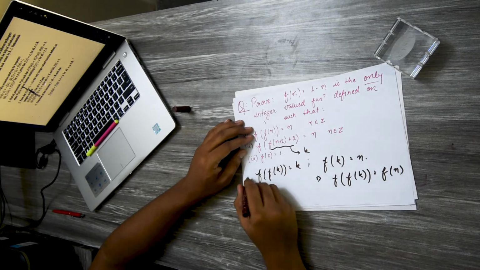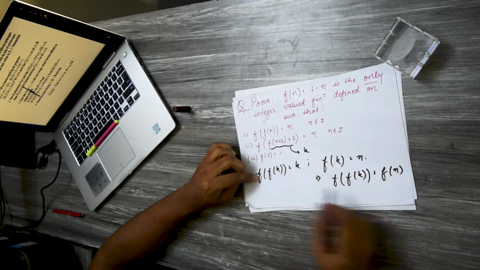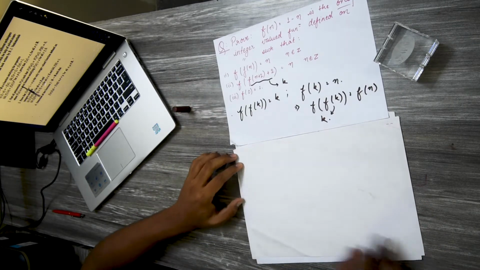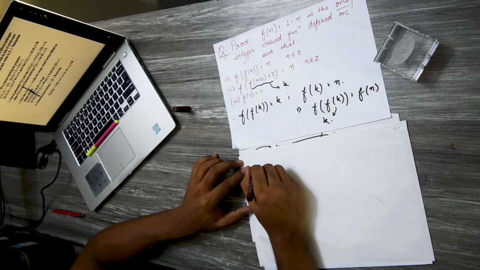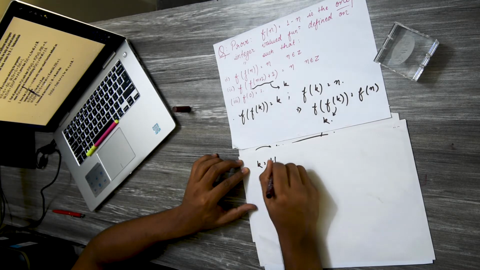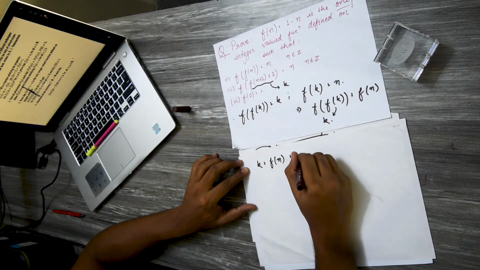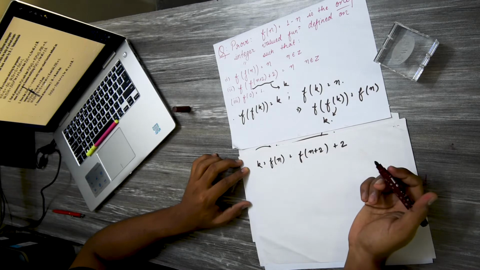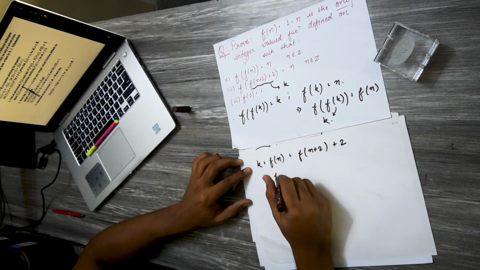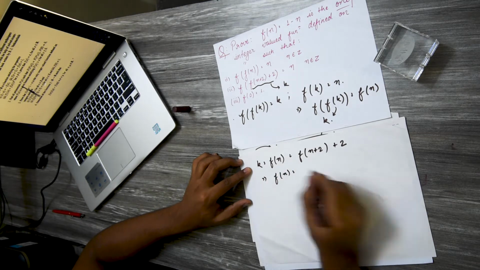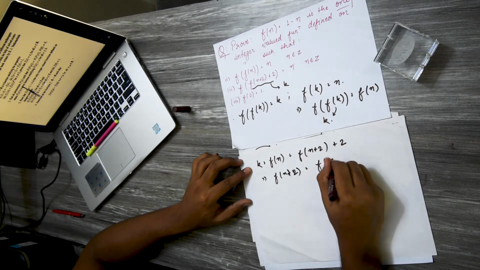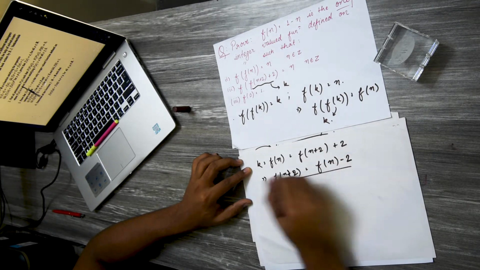Now what did we just write here? With this equation we can easily replace this with k. So what this becomes now is k is equal to f(n), which is equal to f(n+2), which is what we assumed earlier. So finally it becomes f(n) is equal to f(n+2), which is equal to f(n) minus 2. Hence this is decreasing.